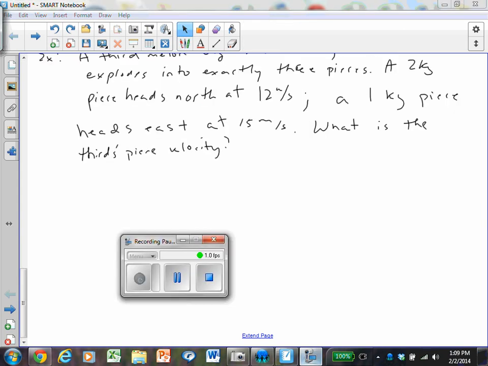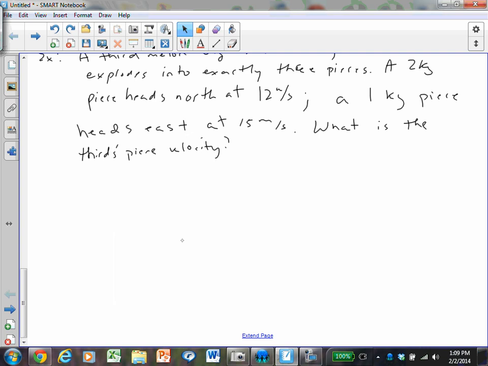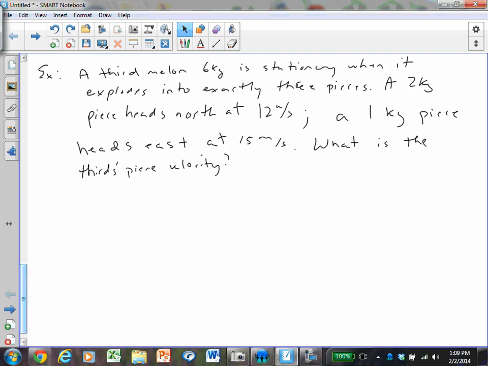Okay, and then as a vector example, a third melon, 6 kilograms, is stationary when it explodes into exactly 3 pieces. A 2 kilogram piece heads north at 12 meters per second. A 1 kilogram piece heads east at 15 meters per second. What is the third piece's velocity? So the melon breaks into 3 pieces.